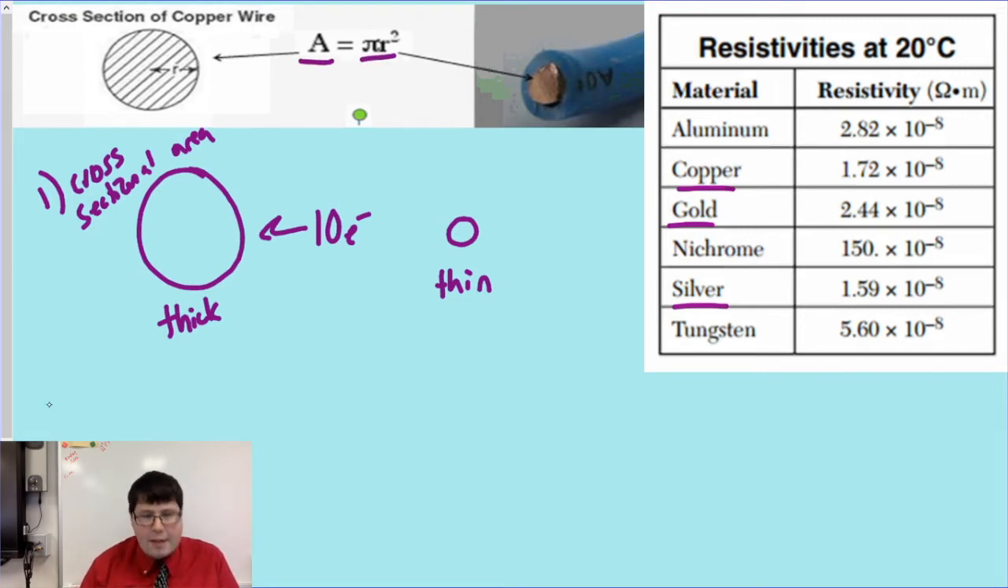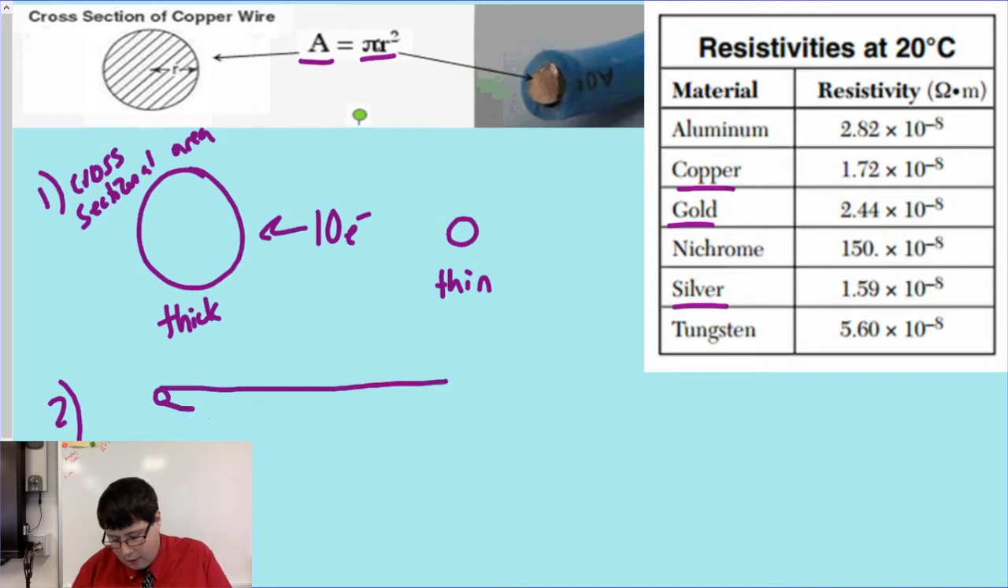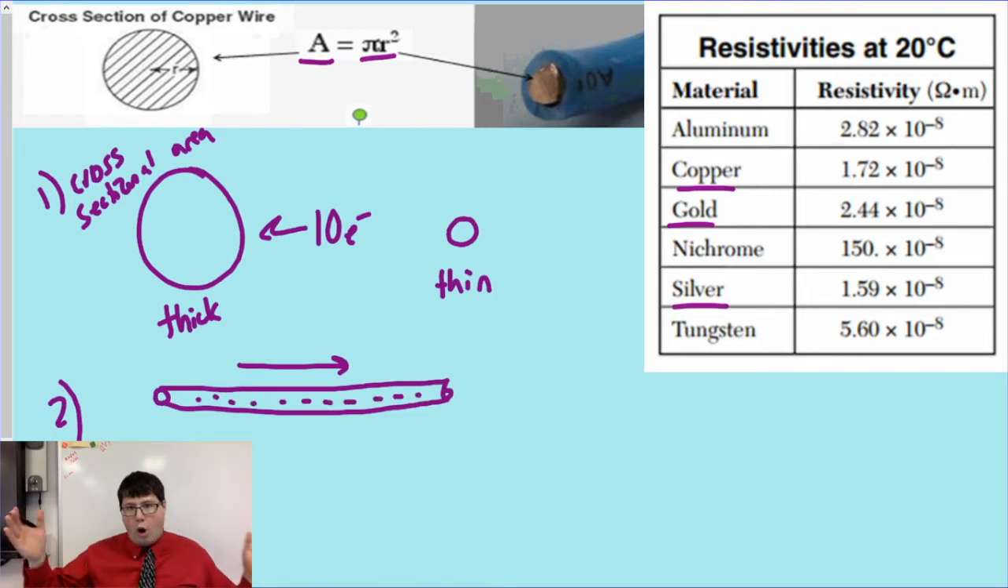The other thing that it depends on, of course, is the length of your wire. If we draw a small wire here, the further down that wire I go, the more charges that line up to resist that flow. So the longer the wire I want to get, the more resistance we have. So number 2 is going to be length. So both cross-sectional area and length affect the resistance in a wire.